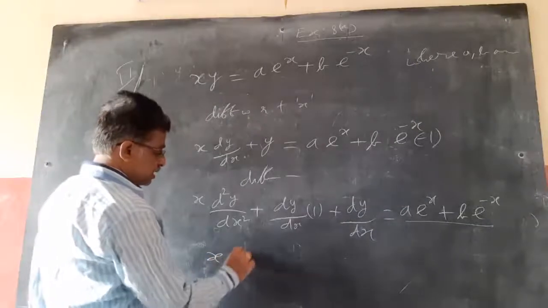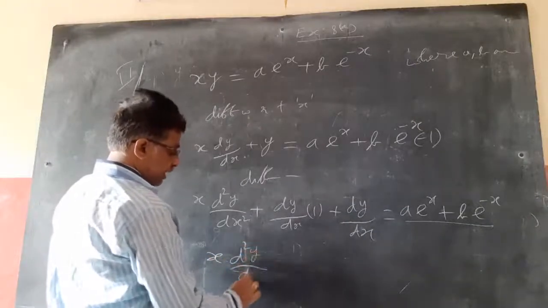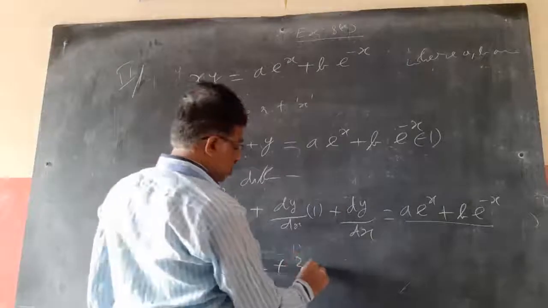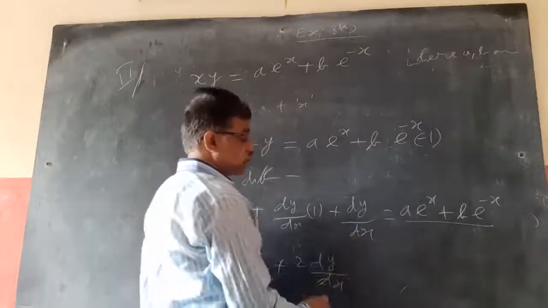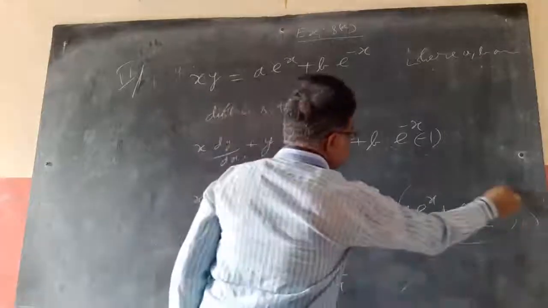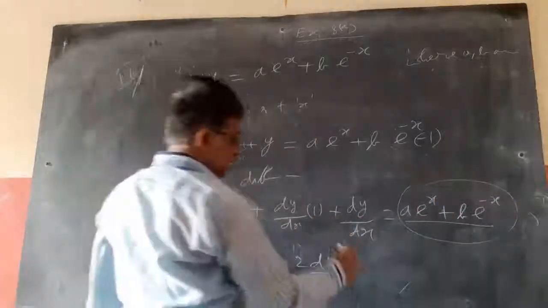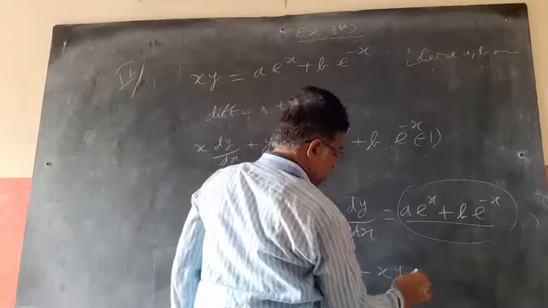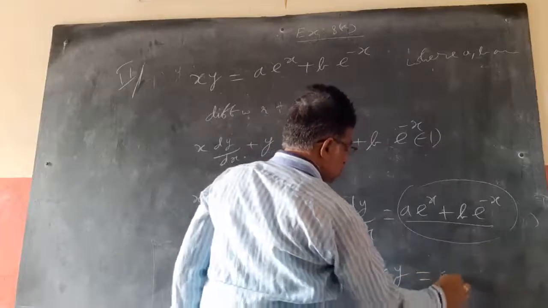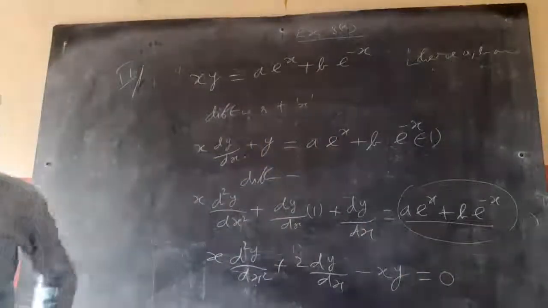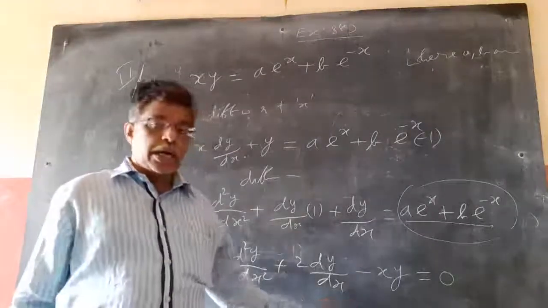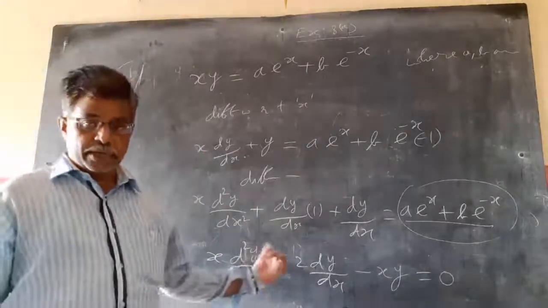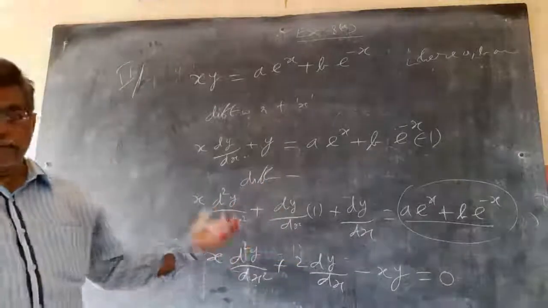So this becomes x d²y/dx² plus 2 dy/dx, and in place of this I can write xy. If I bring that xy to this side, it becomes minus xy equal to 0. So this is a differential equation of order 2, degree 1.